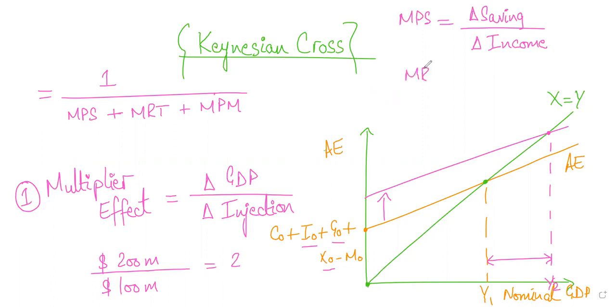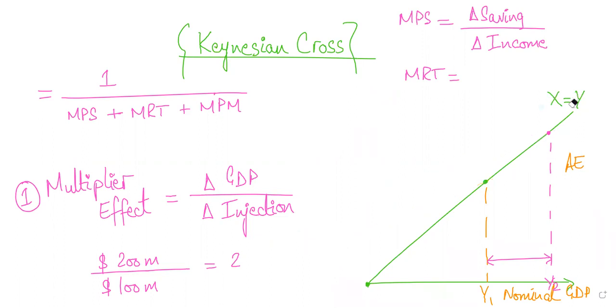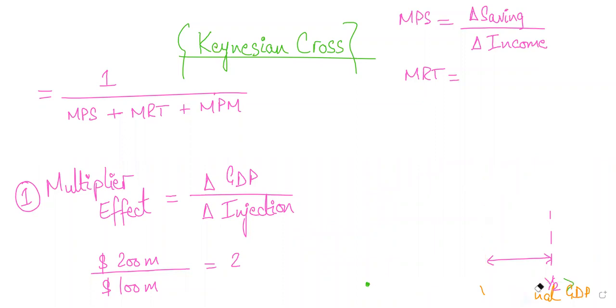Now, the second variable here is marginal rate of taxation. What is marginal rate of taxation? Now, let me get rid of this. Marginal rate of taxation is the proportion of additional income that government taxes. That is your marginal rate of taxation, right? Let me write down the formula for you. How much will be the change in taxes in an economy due to change in income? That is your marginal rate of taxation.